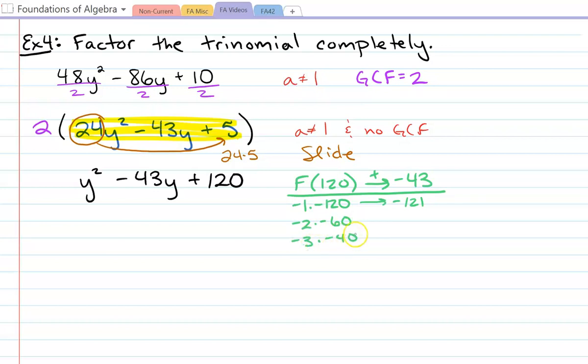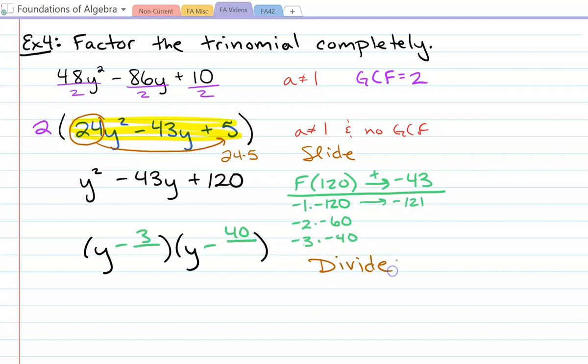Negative 3 times negative 40. Ooh, there we go. That adds to negative 43. Yay! So put that into our form. Y minus 3, y minus 40. And now we're going to divide. And we're dividing by the number that we slid before. So we're dividing by that 24.